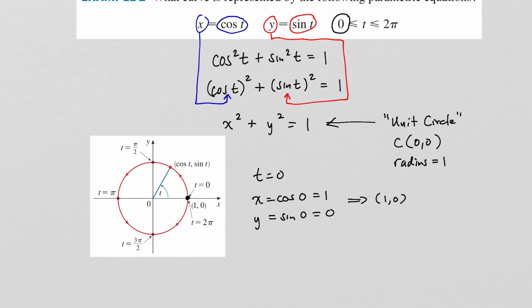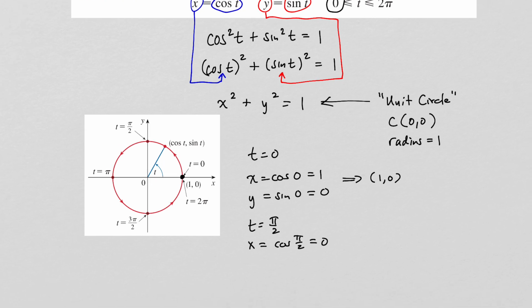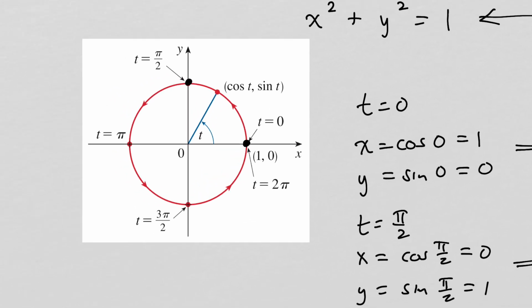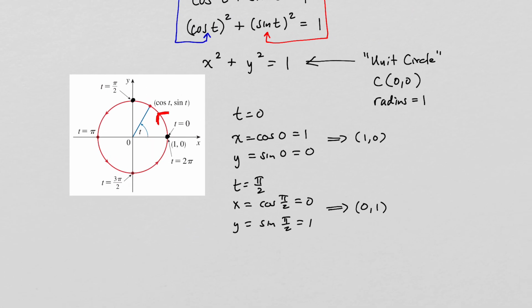because that is our smallest t value that we are allowed to plug in. If we move around here, plugging in t equals pi over 2, let's say, is going to give us x equals cosine of pi over 2, which is equal to 0, and y is equal to sine of pi over 2, which is equal to 1. And that, of course, gives us the point 0, 1, which is this point right here. Now, what's nice about that is it not only gives us a couple of points, but it also tells us that we are moving in this direction. So it begins to give us the orientation of the curve.